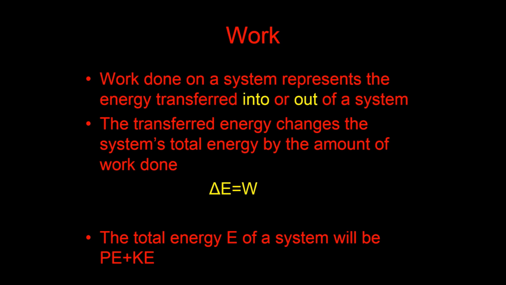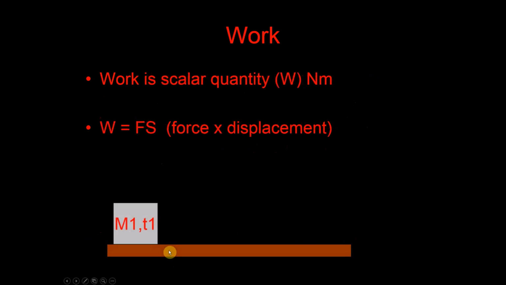The work done on a system represents the energy that transfers into or out of that system, meaning that the transferred energy can be given by the change in energy. Delta E is equal to the work. The energy of the system is basically a combination of some potential energy and kinetic energy. Remember our previous definition of work that we just discussed. We can look at work as a change in energy. We can also look at work from the basic physics perspective, that work is a force times a displacement.